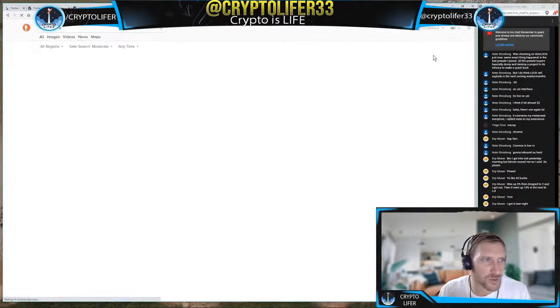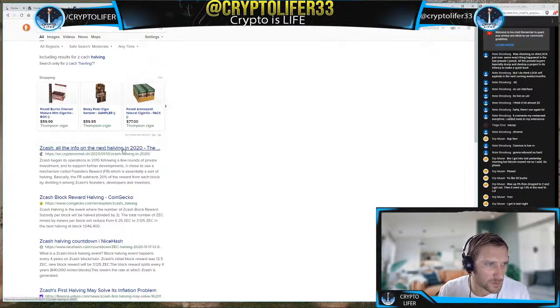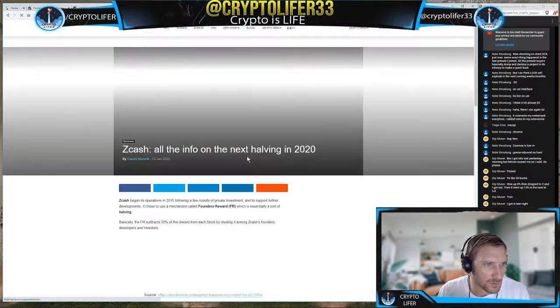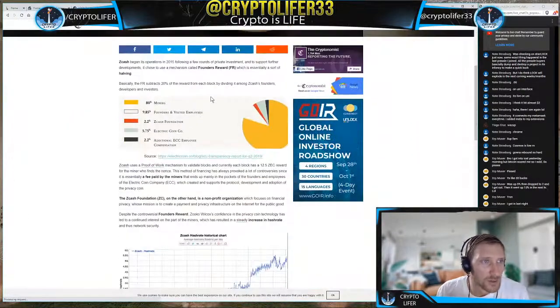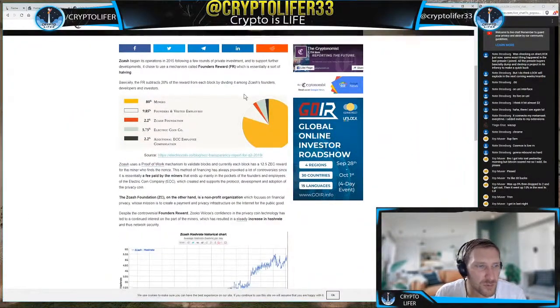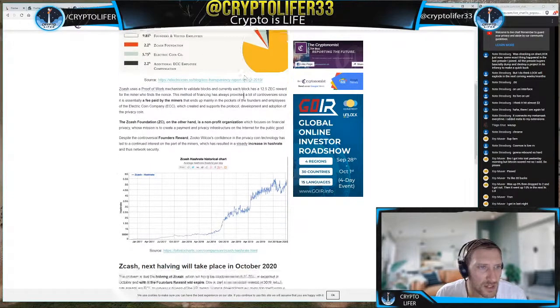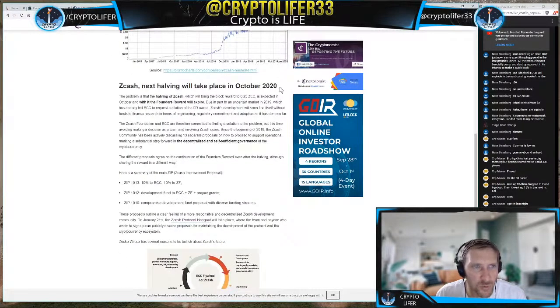That's something I just want to put on your radar. Zcash begins its operations... Zcash founders, October 2020. The problem is that the halving of Zcash, which will bring block rewards to 6.25 Zcash, is expected in October, when its founders' reward will expire, due in part to the uncertain market in 2019, which already had dilution. The Zcash Foundation is therefore committed to finding a solution, but there's time.